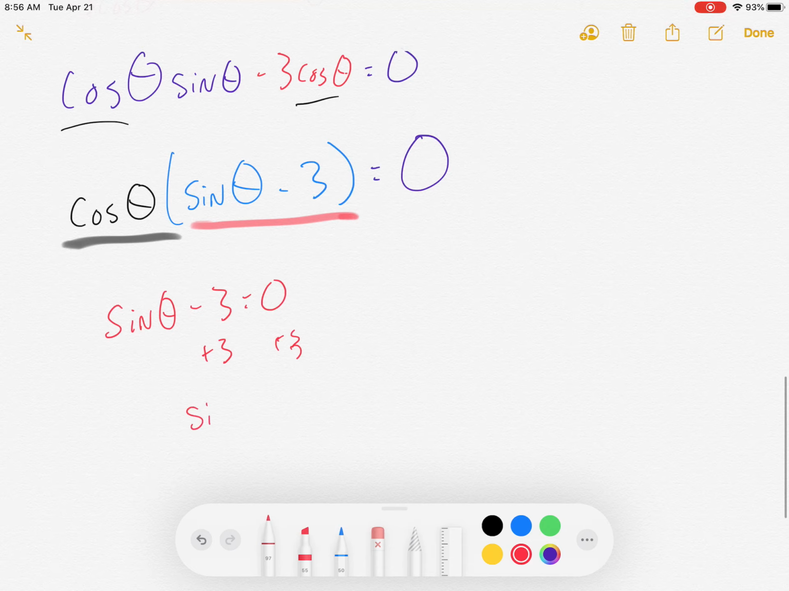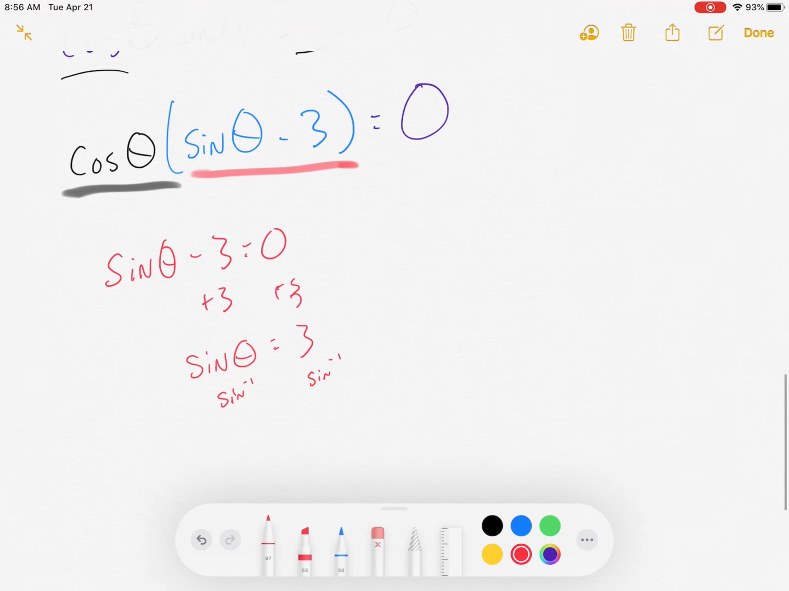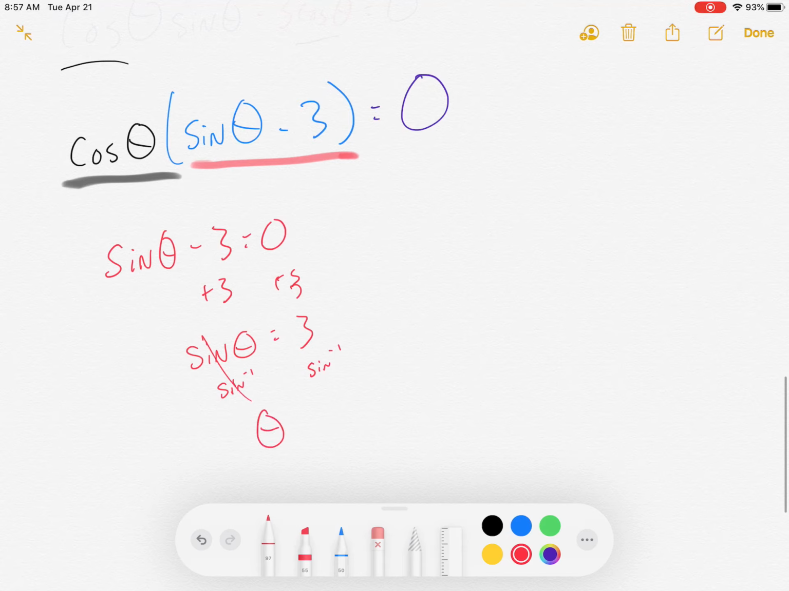What I need to do is add 3 to both sides, get theta by itself. Treat it like algebra. Plus 3, plus 3. Sine of theta equals 3. To get theta alone, take the inverse sine of both sides. Those cancel, and theta equals the inverse sine of 3.